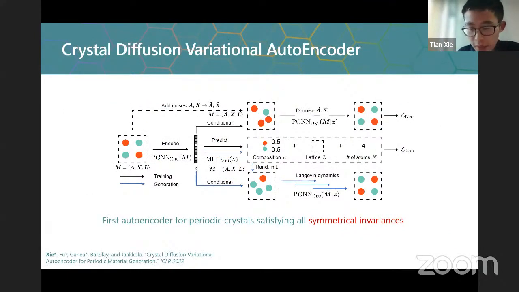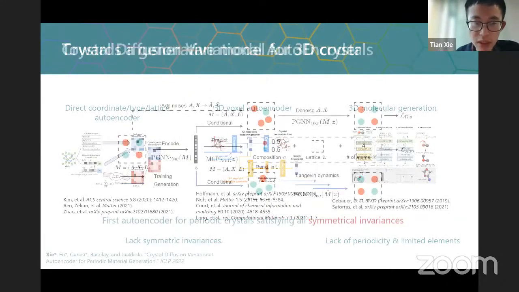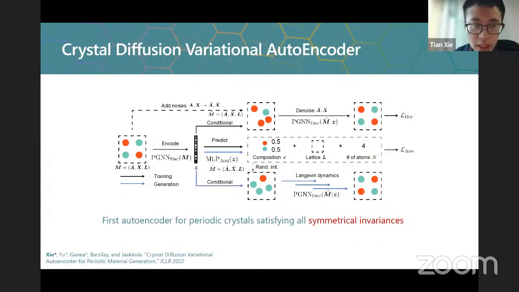So this is where we have tried to solve. So to solve this problem, we have developed, at Microsoft, this Crystal Diffusion Variational Autoencoder. This is one of the first autoencoders for periodic crystals that satisfies all the symmetrical invariances that I have mentioned earlier, but also fully respects the periodicity of the material.